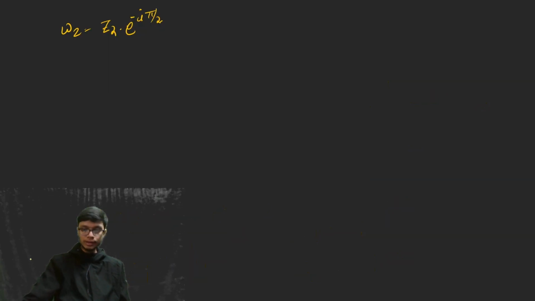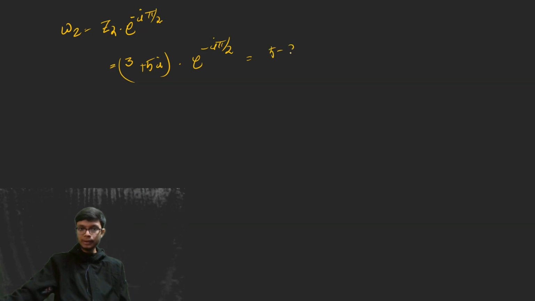So therefore here it will be a negative sign, and similarly the value is equal to 3 plus 5 iota, and if you multiply by e to the power minus iota pi by 2, it will come out as 5 minus 3 iota, because e to the power minus iota pi by 2 is equal to minus iota. That is equal to 5 minus 3 iota.